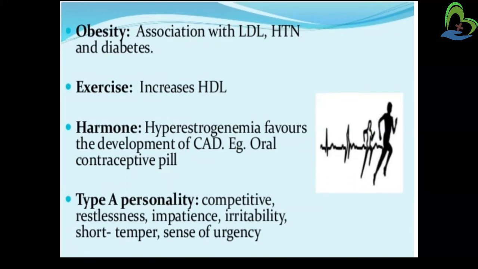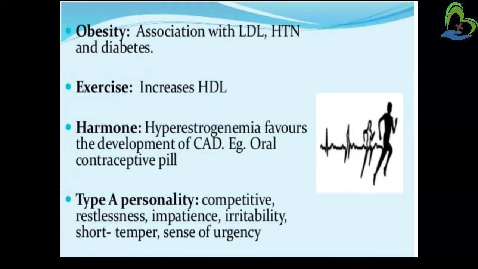But they focus and they do the physical activities and exercises, so that can also be modifiable. Then hormone, like hyperestrogenemia, favors the development of coronary artery disease. For example, the oral contraceptive pill, like some women taking some type of pills, contraceptive pills. These contraceptive pills may also be helpful in developing coronary artery disease.